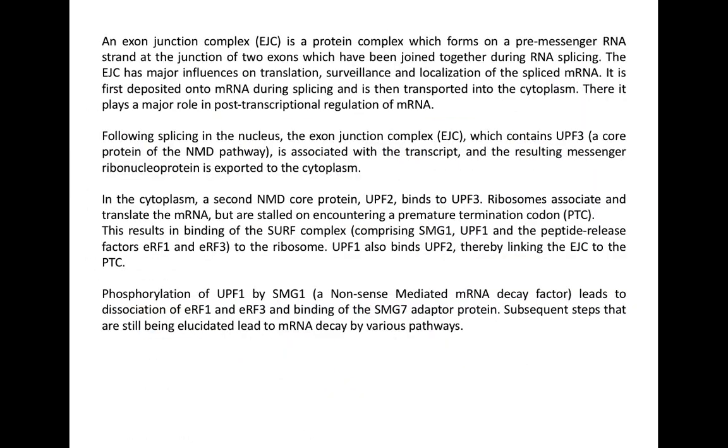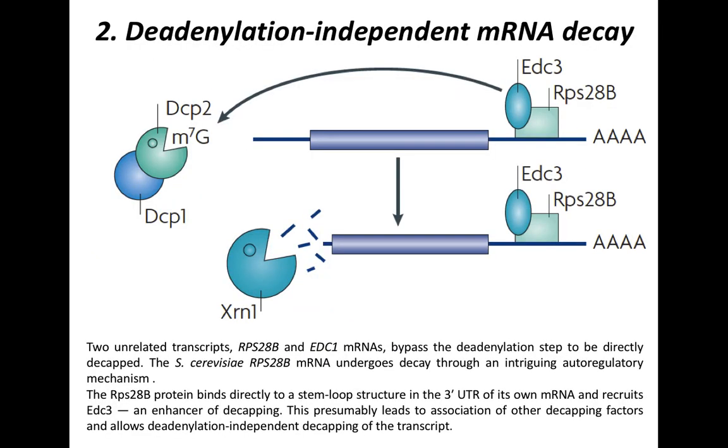So here we have these examples. For the RPS28B mRNA molecule and for the EDC1 mRNA molecule, both of these mRNAs have these stem loop structures in their 3' UTR, and these proteins can bind to this stem loop structure. In the case of RPS28B, the protein product of this mRNA molecule can bind to its own stem loop structure and then recruit EDC3, which is followed by decapping and degradation at the 5' end.